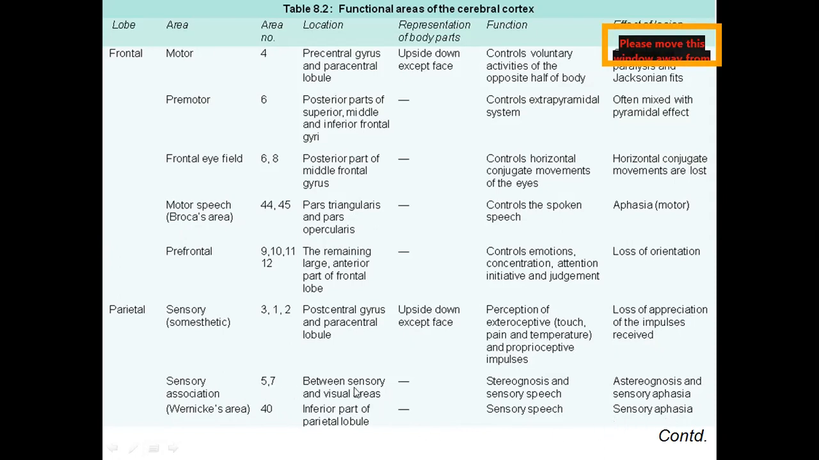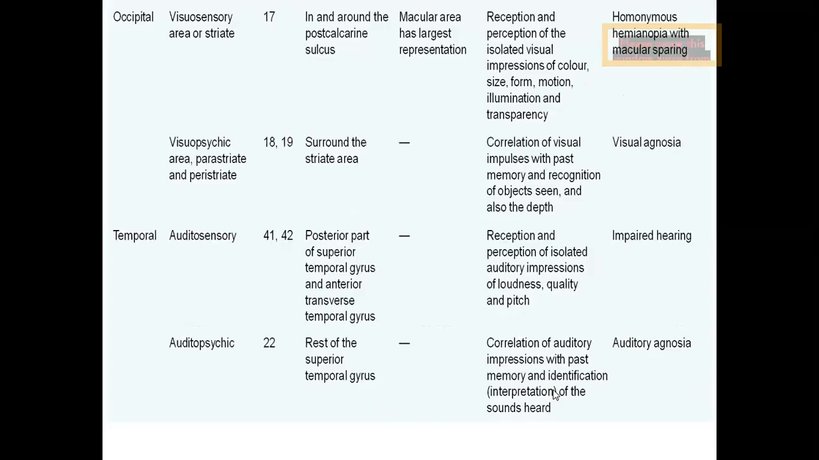Area number 5, 7, between sensory and visual areas. So it is responsible for identifying an object with closed eyes. You call it stereognosis. And suppose if this is damaged, then astereognosis and sensory aphasia.